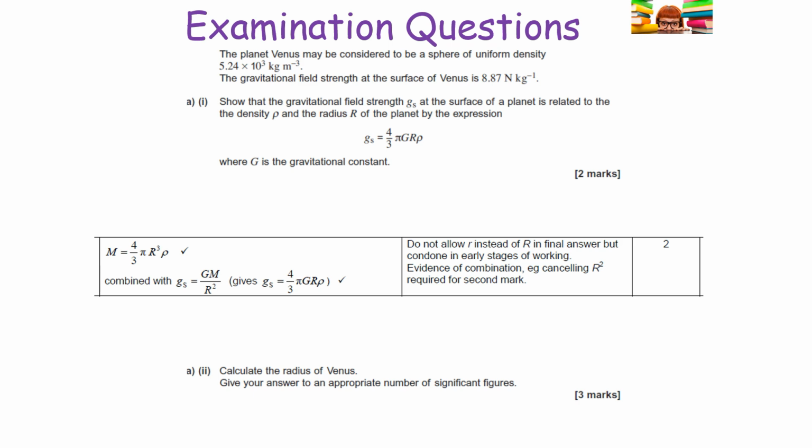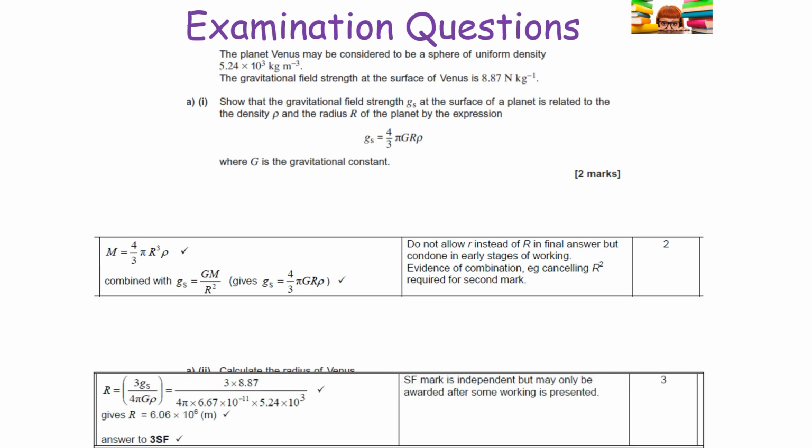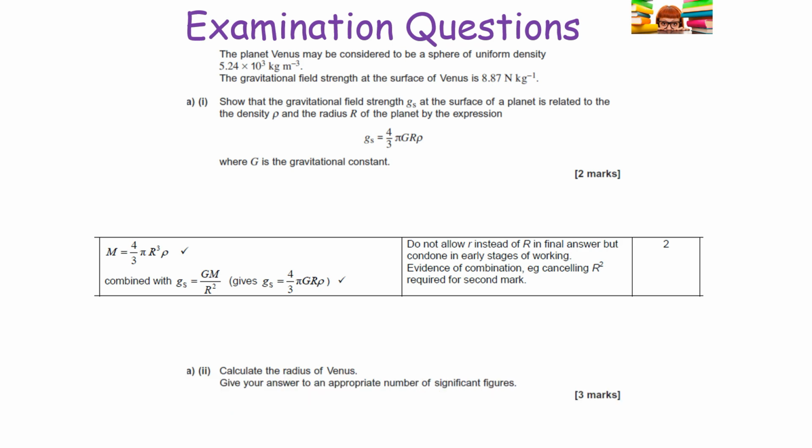Next one, how do you then calculate the radius of Venus? Well, you take this equation which you've just worked out, and you make r the subject. So r is the subject, so it'll be 3g over 4 pi big G rho. You can then work it all through because you've been given small g in the question, you've been given rho in the question, you know what big G is, you know what 4 pi and 3 are, so you can work it out to be 6.06 times 10 to the 6 meters, and you give it to three significant figures.